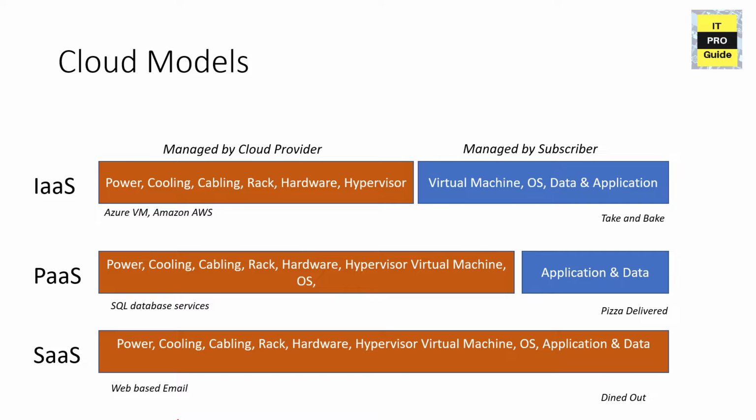In platform as a service, an example is SQL database as a service. In that case, you don't see the operating system, as the operating system is managed by the cloud provider. Only you manage the data inside the SQL database. Only you manage the SQL database services. You don't have any control over the power, cooling, cabling, rack, hypervisor, virtual machine or operating system. That responsibility comes under the cloud provider.